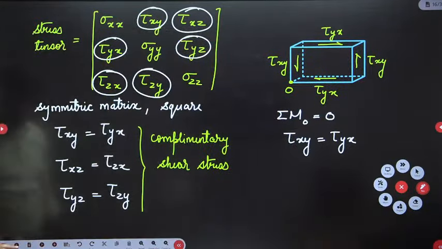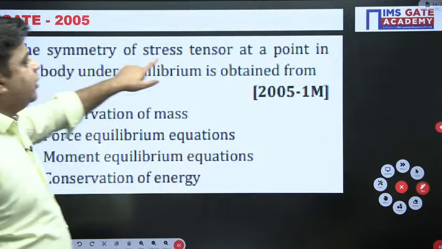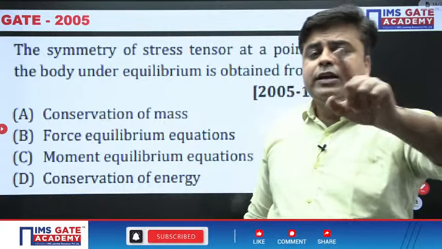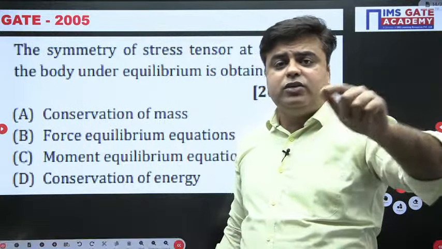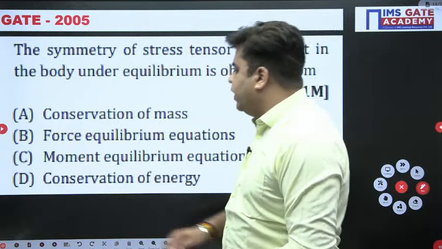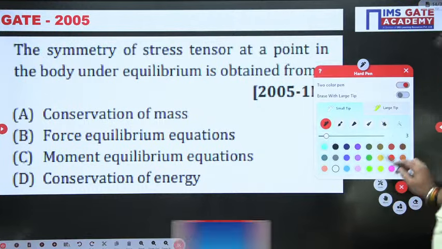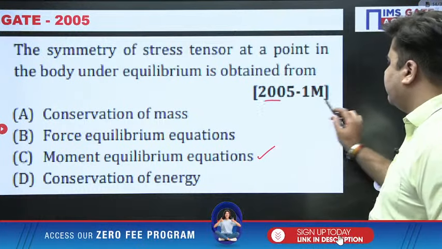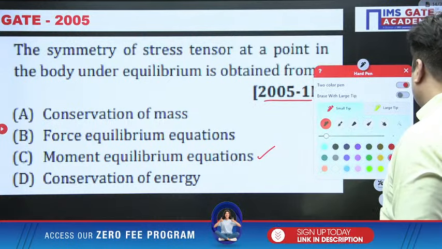Coming back to the question, what the question says is that the symmetry of the stress tensor means tau xy is equal to tau yx, tau xz is equal to tau zx, tau yz is equal to tau zy. This is proven by the moment equilibrium equation. So option C is the correct option here. It's a 1-mark question asked in the year 2005. Okay, let's move ahead with this.